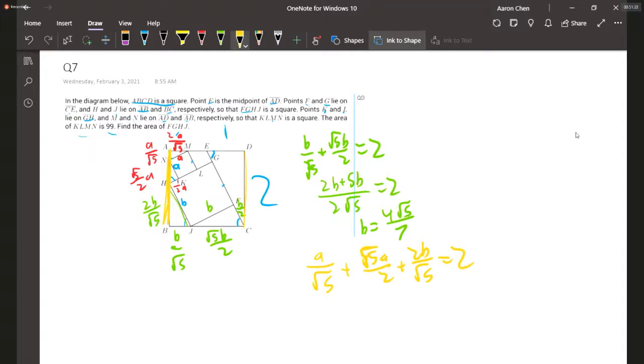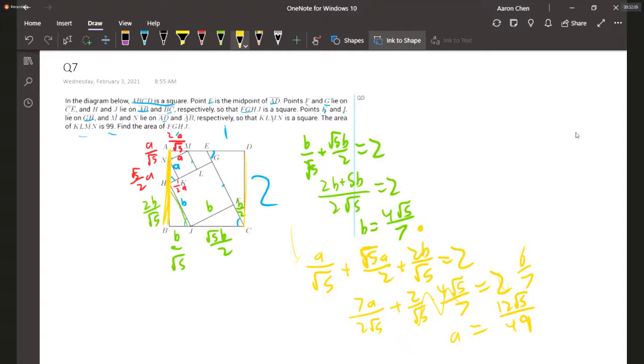And now, using the same thing here, we can quickly see that this is 7A over 2 root 5 plus 2 over root 5 times 4 root 5 over 7, because we've already found the value of b, and this equals 2. And then this just simplifies to 8/7, so this goes to 6/7. And then so a is equal to 12 root 5 over 49.